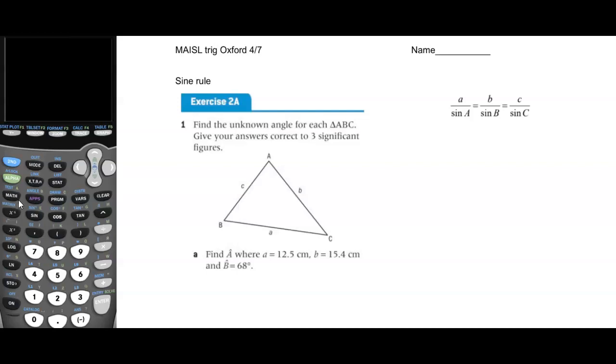In the next video, when we learn cosine rule, then we'll talk about when you use sine rule and when you use cosine rule. But on this page, everything is sine rule. So what is sine rule? Sine rule is this rule right here. You don't have to use 3 expressions equal to each other. You could just use 2. Usually you only use 2.